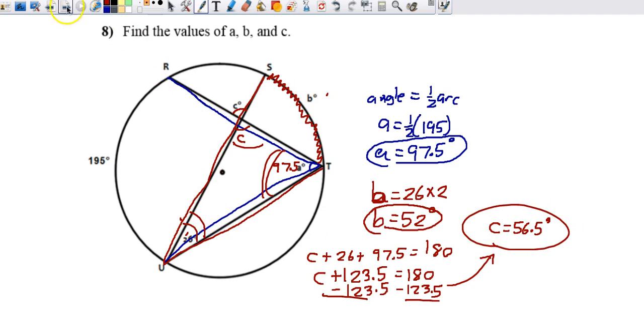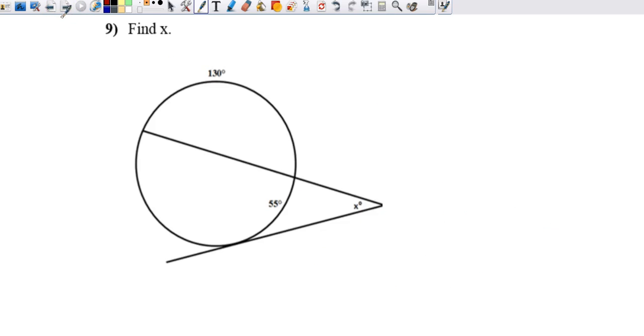All right, question number 9. Another angle question. This is an outside angle. The outside angle ends up using what we worked down in our notes, and on the board we had the angle equals the big arc minus the small arc divided by 2, or 1/2 big arc minus small arc.